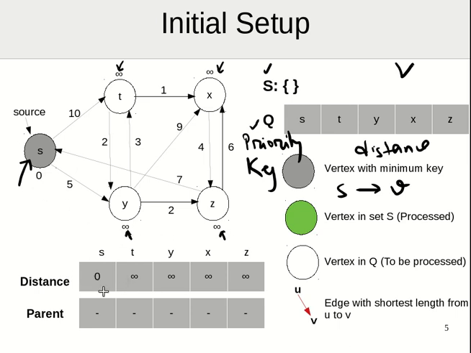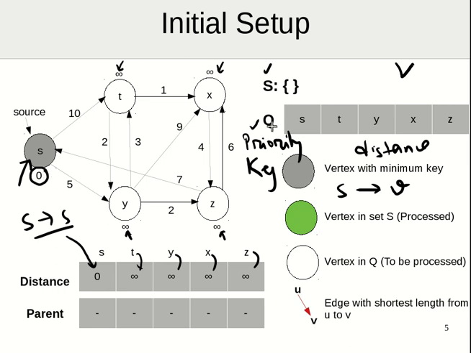So this I am maintaining in a distance array: from S to T infinity, S to Y infinity, and so on. But for the source vertex itself, going from source to source is obviously 0. So I'll mark the key value of the source as 0.